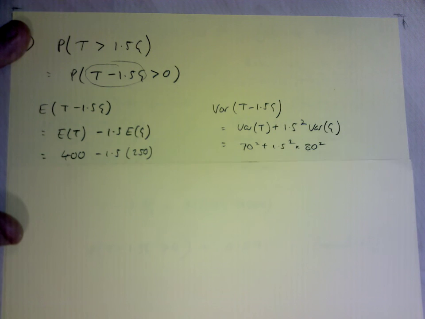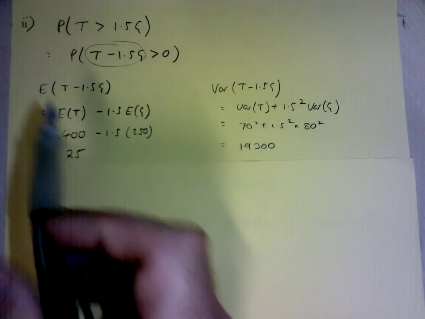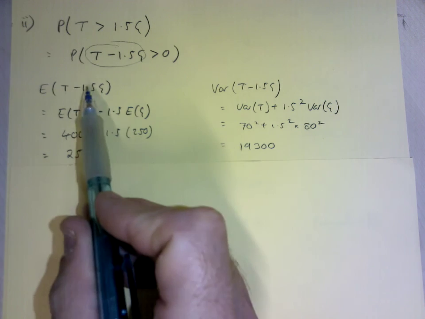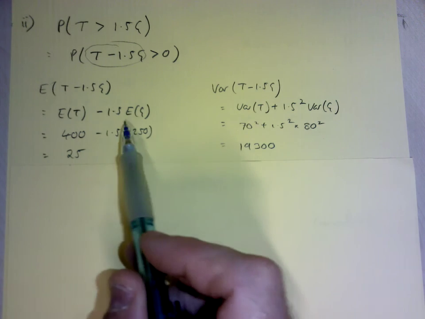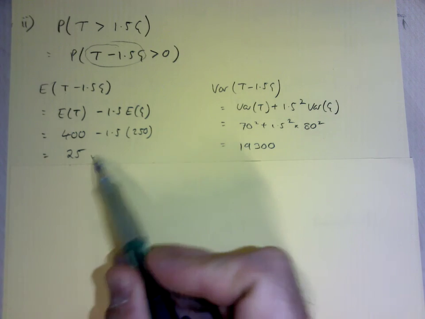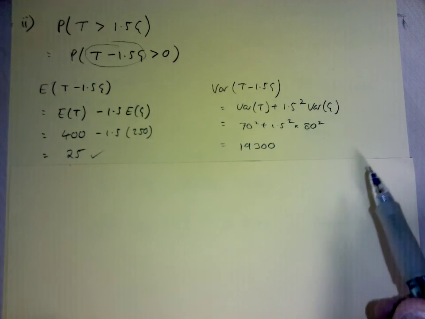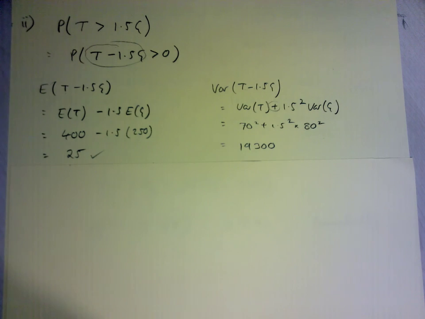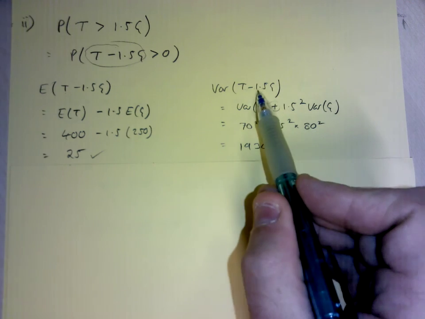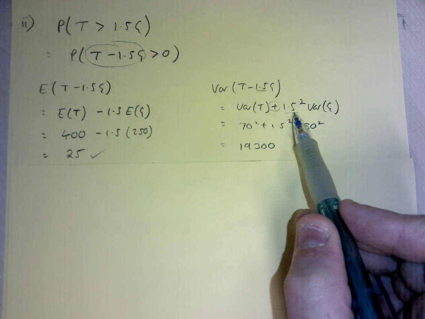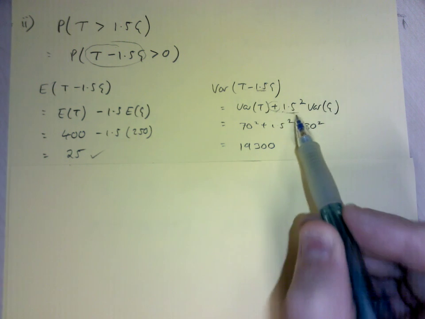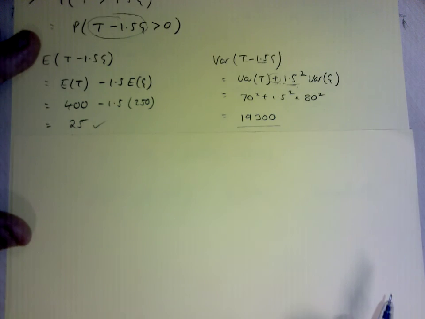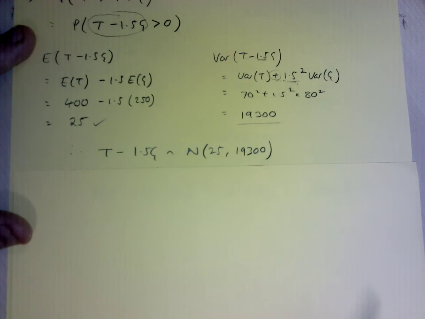So here I go again, similar steps. The expectation of this is E of T minus 1.5 E of G. The 1.5 comes out quite normally on the expectation, so that leads me there to 25. The key thing here is that, again, I'm subtracting variables, so I need to make sure I'm adding. Always add the variances. And if you multiply a variable, it comes out as a factor squared. So those are the key things for this question here. That leads me to a variance of 19,300, which tells me the distribution that I'm going to use.